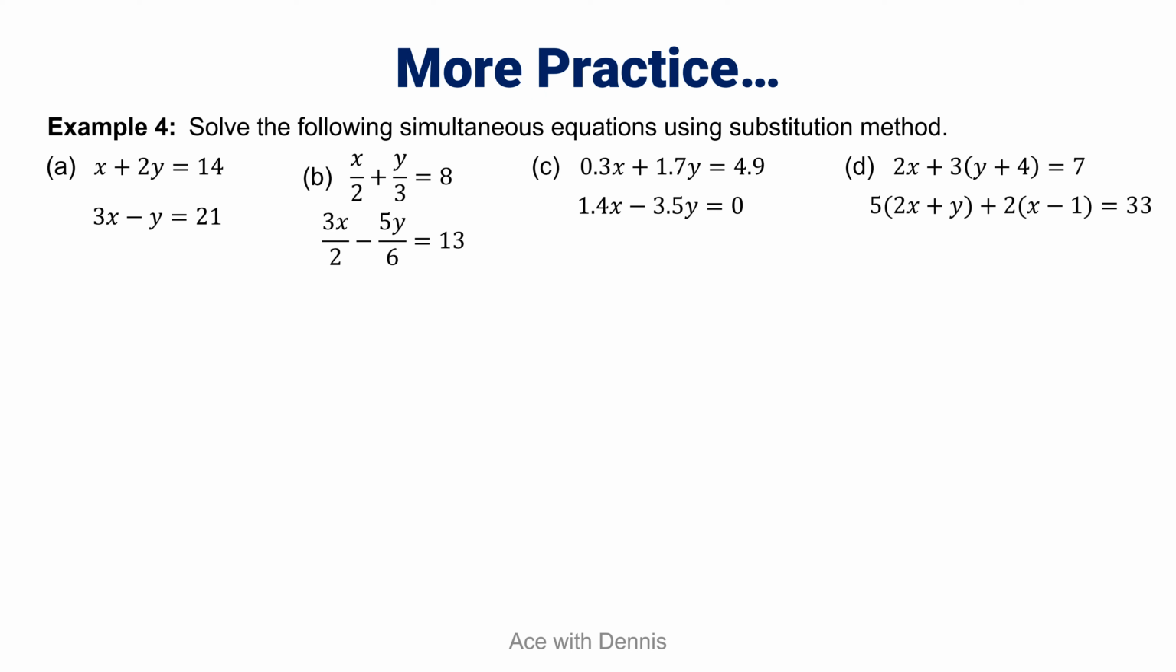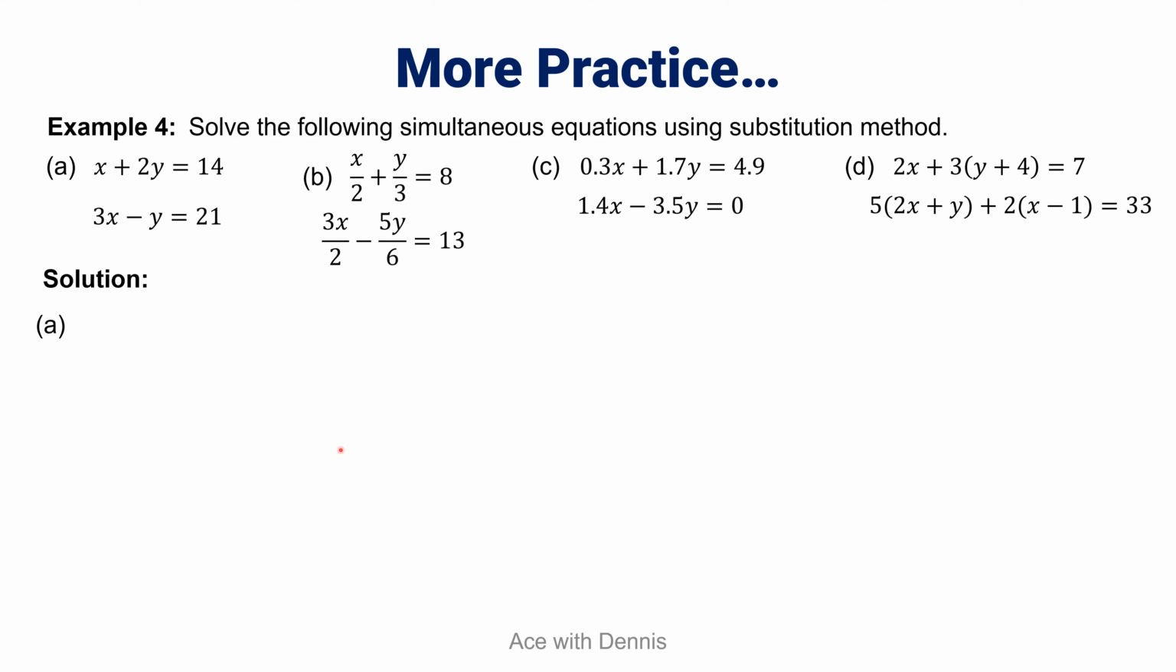Okay, so as you can see from these 4 examples, they are a little bit different. A is a usual question, right? Everything is whole number. So the coefficients are 1, 2, 14, 3, -1, and 21. For B, as you can see here, it involves fractions. For C, it involves decimals. And for D, you have to simplify first before you solve these two equations. Alright, so now let's look at the solution here.